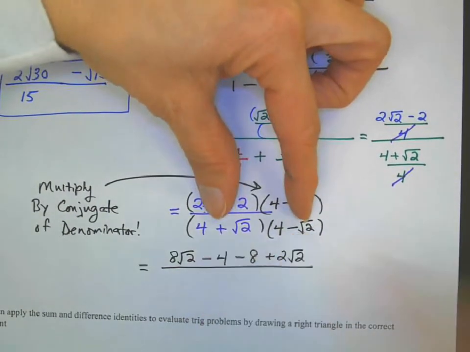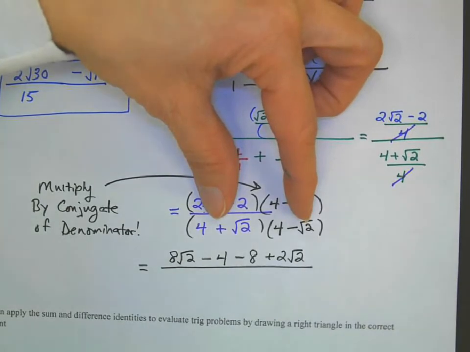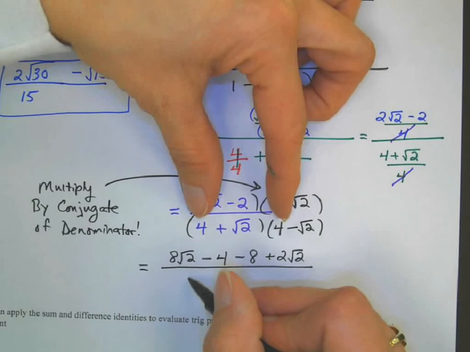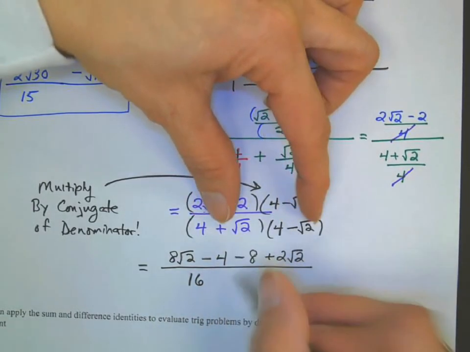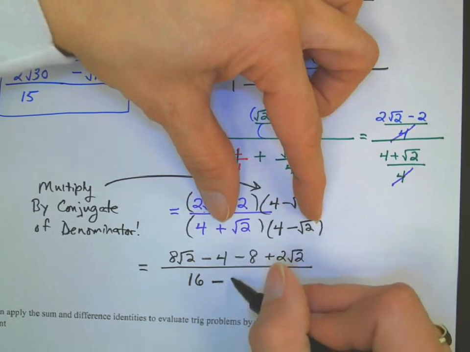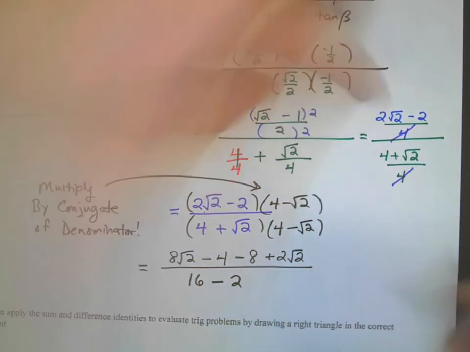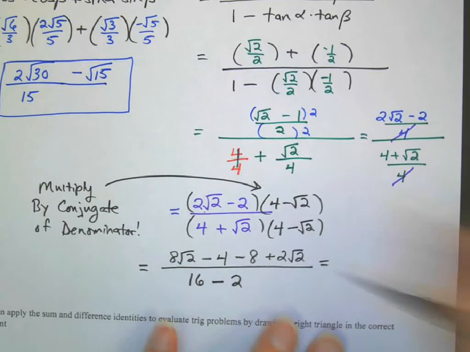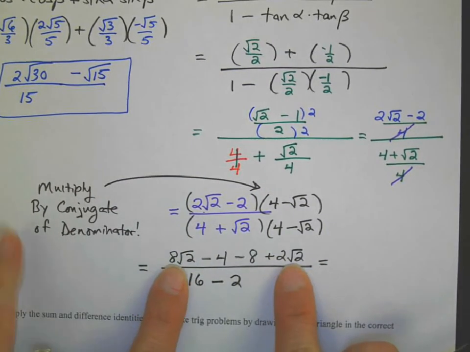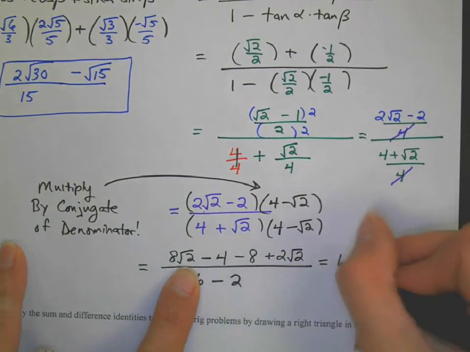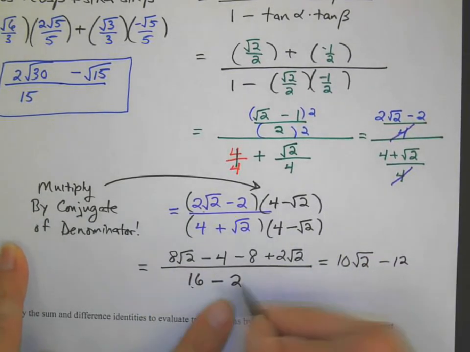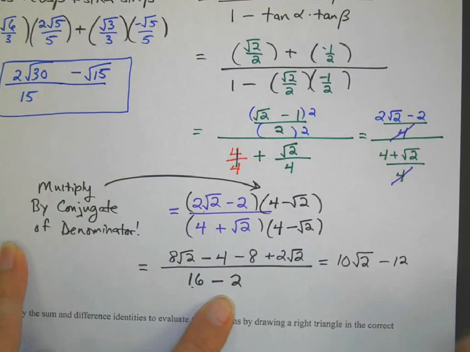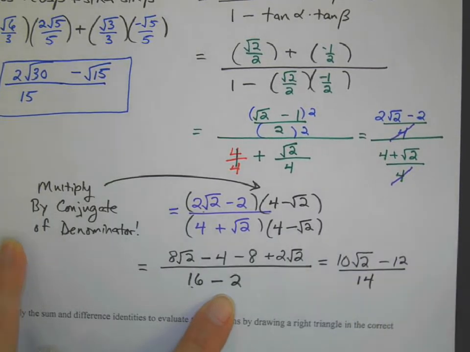Alright, the denominator is conjugates. Conjugates makes what class? Difference of squares. So the first is 16. The outers and the inners cancel, and the last is negative 2. Let's clean this up. Can we put those radical 2's together? Absolutely. 10 radical 2 minus 12 is being divided by 14.